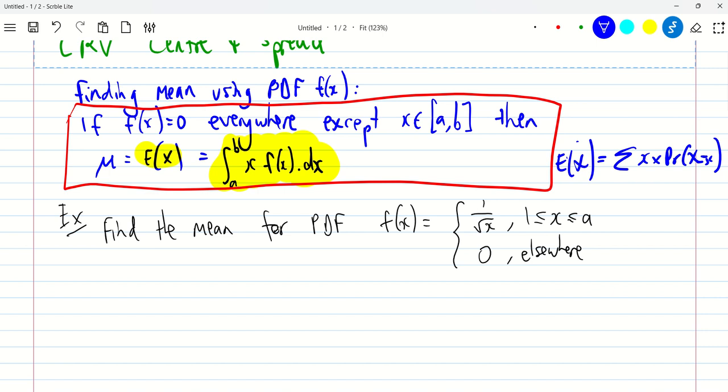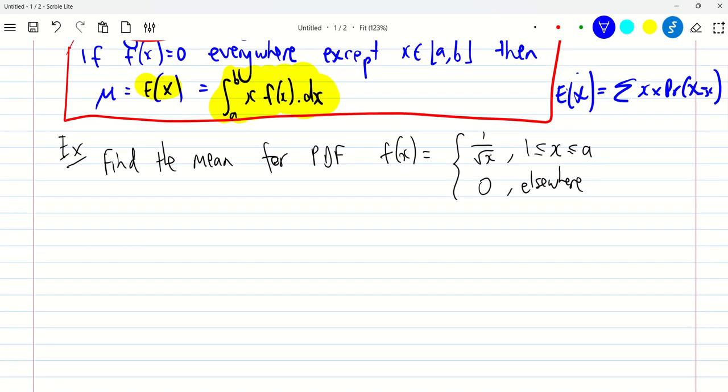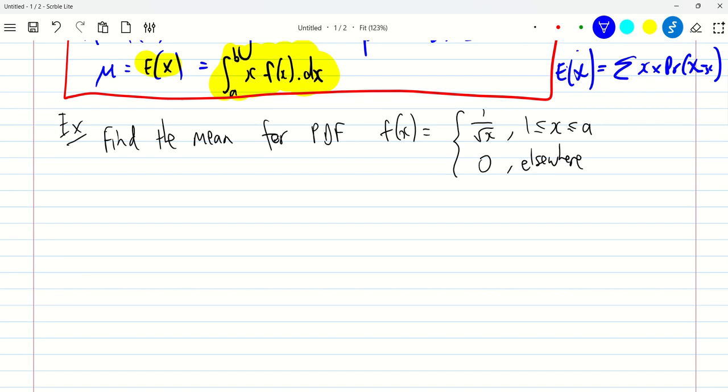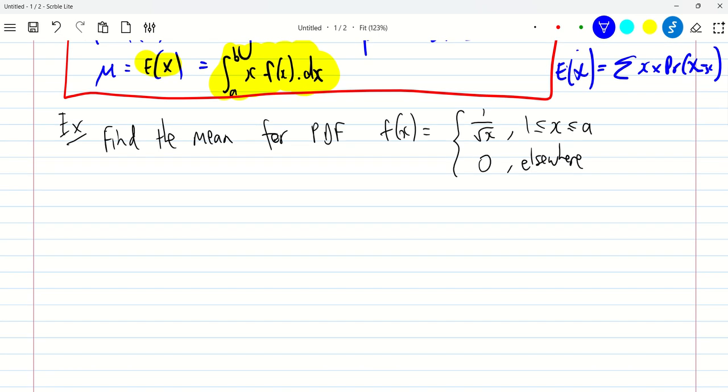So let's have a look at an example of how to do this. Find the mean for this continuous random variable. We've been given the PDF f of x is equal to that. Now, just before we start, we've got an a here, and a is an unknown at this point, and we need to know that value of a to answer this question. So that's the first thing that we'll need to do.